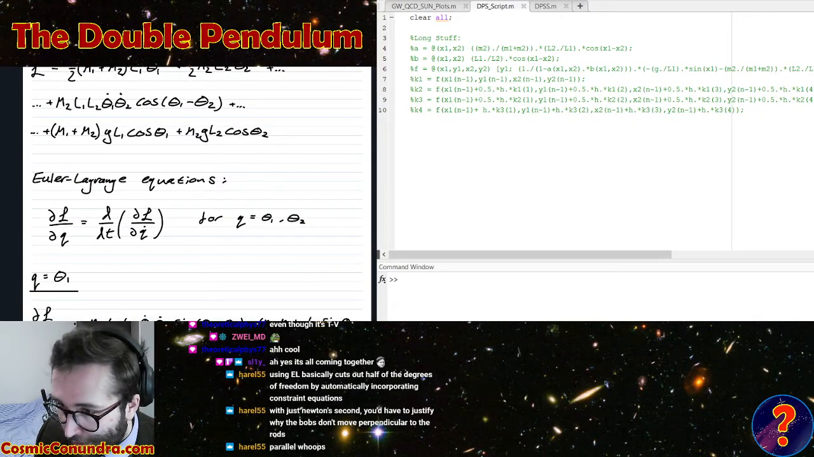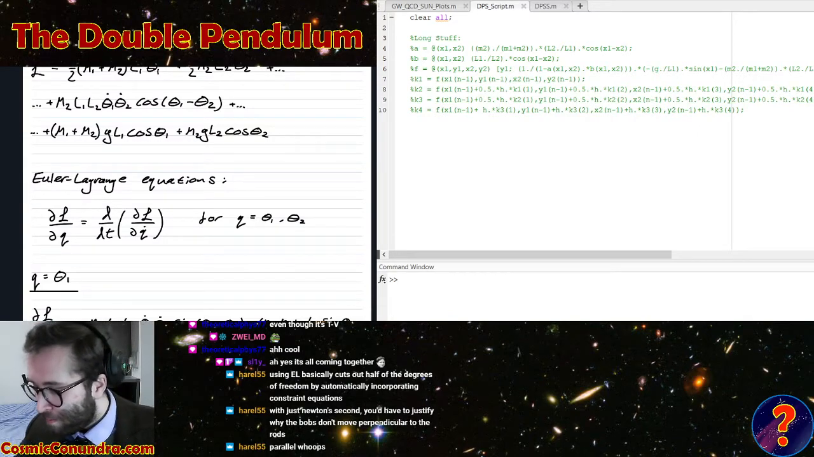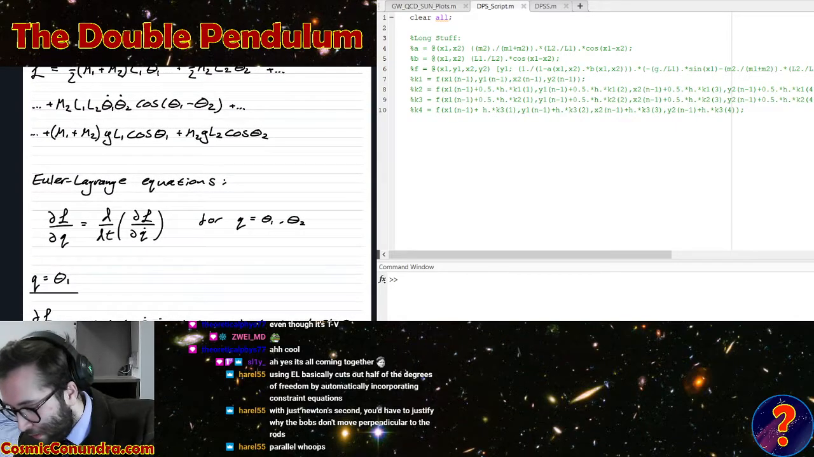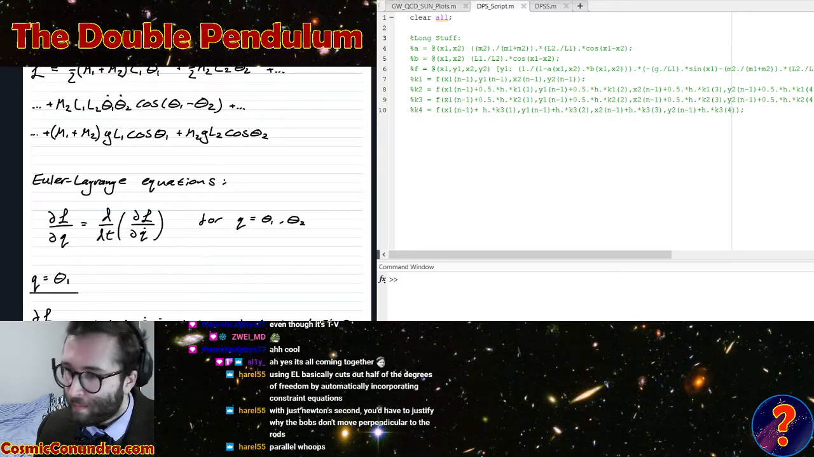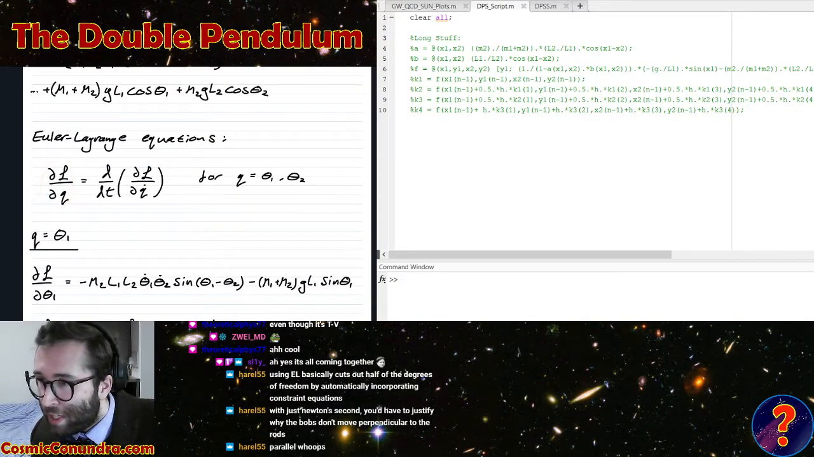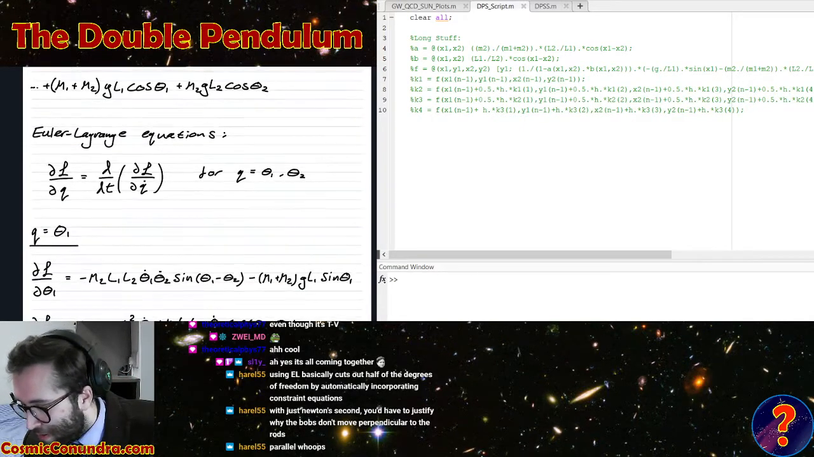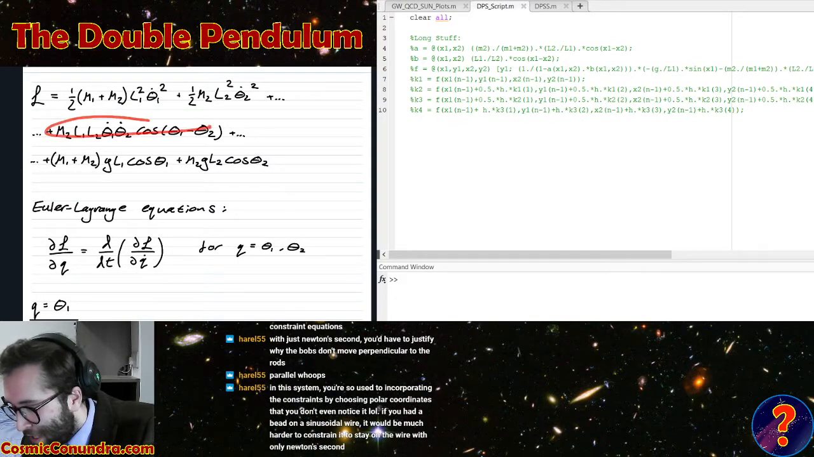So now we've got to get to these two equations of motion that describe θ1 and θ2. We first get the first Euler-Lagrange equation by putting in Q is θ1. So now on the left-hand side, we're differentiating the whole Lagrangian with respect to θ1. And when you do that, the only terms that have a θ1 dependence are this term and this term.